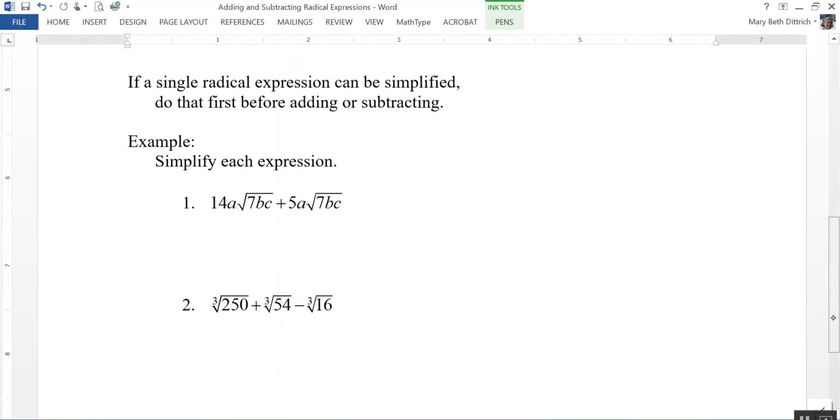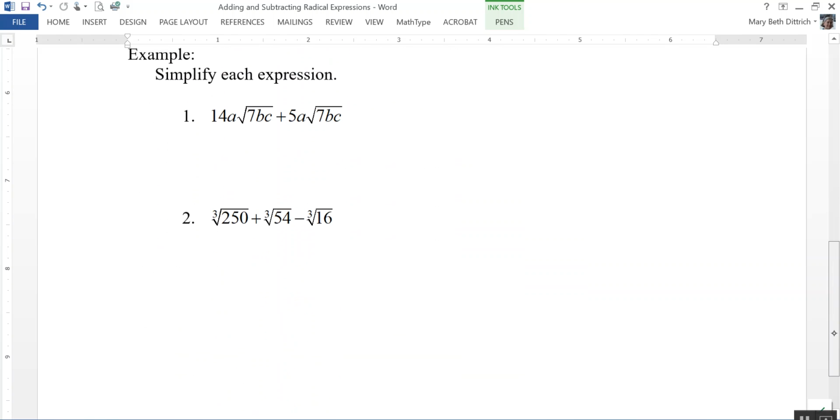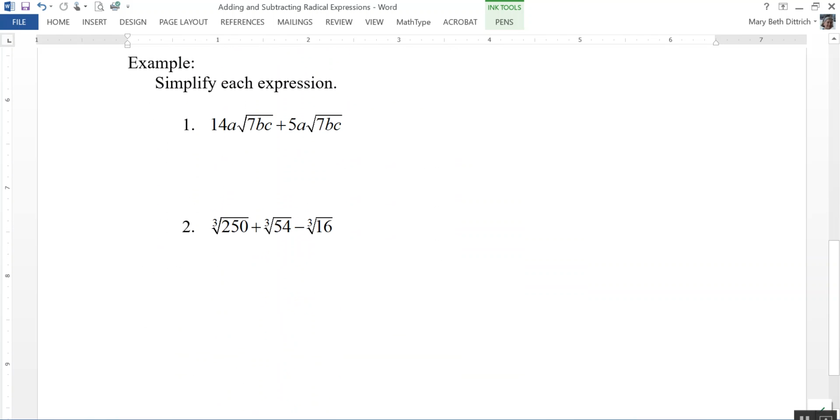Actually, I think I just have 2 examples. So we need to simplify each expression. Number 1 says 14a times the square root of 7bc plus 5a times the square root of 7bc. We need to figure out what that equals.